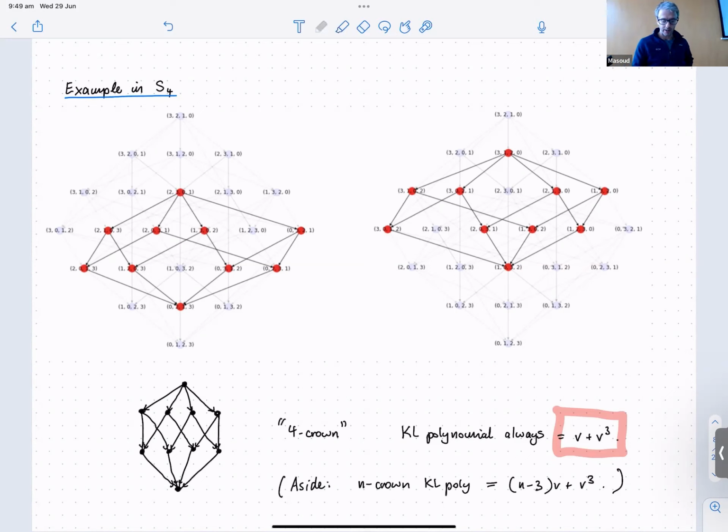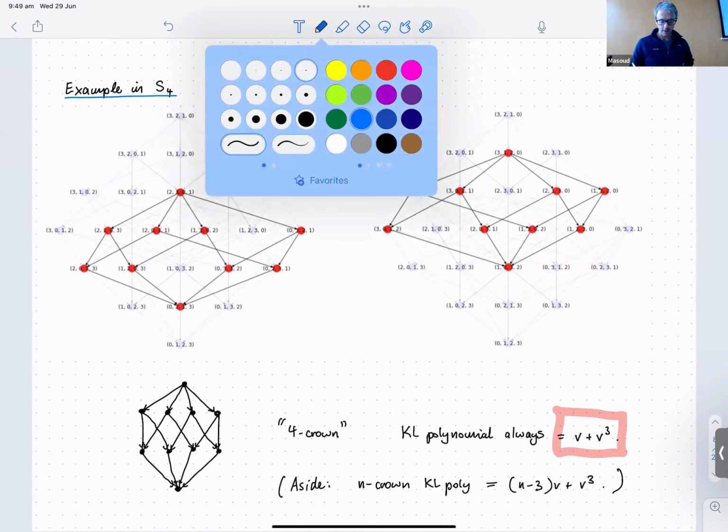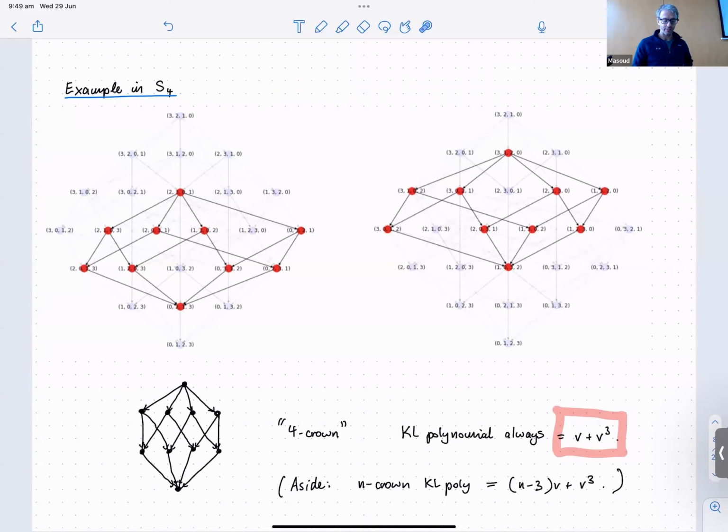When I was a PhD student, I computed the Kazhdan-Lusztig polynomial on the left, and I computed the Kazhdan-Lusztig polynomial on the right, and I saw that they're the same, and I was trying to find a good reason for them to be the same. And this is kind of some reason why they're the same. Yeah, the intervals are isomorphic, if you believe the conjecture.